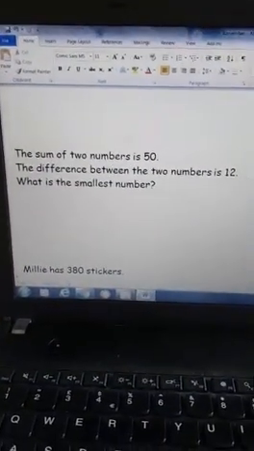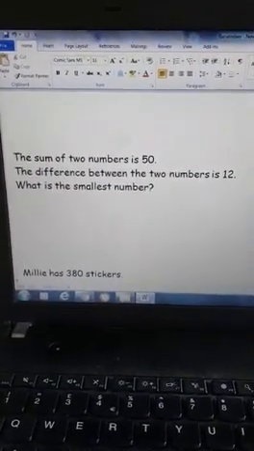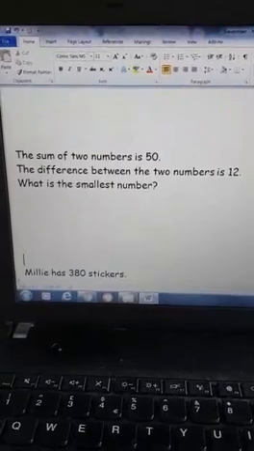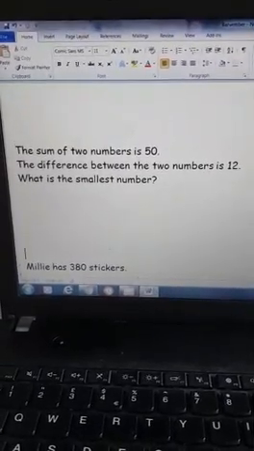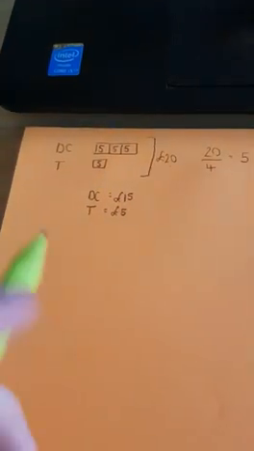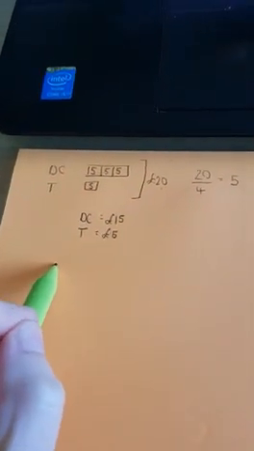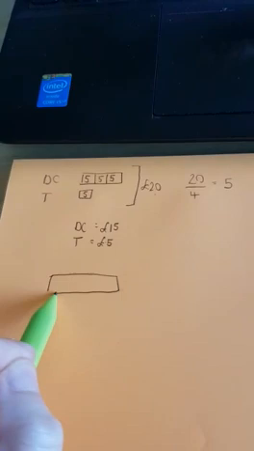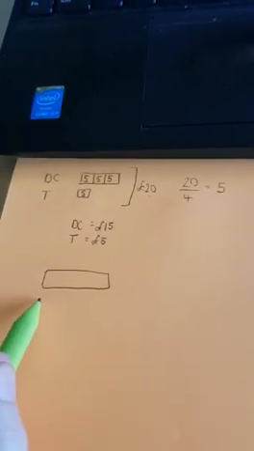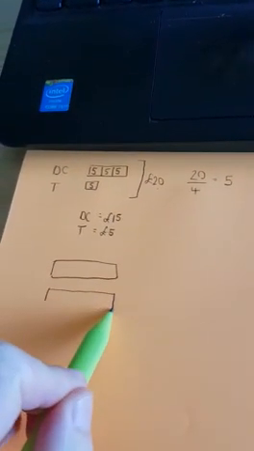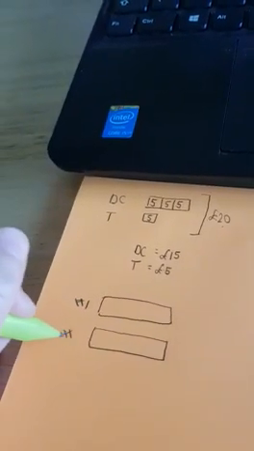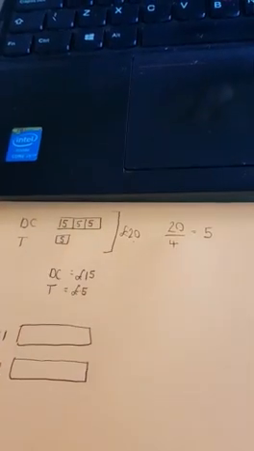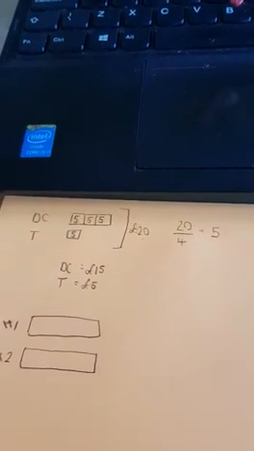So the sum of 2 numbers is 50. The difference between the 2 numbers is 12. What is the smallest number? Okay, so on this example, we would have, this is number 1. And this is number 2. Okay, and it says the difference between the numbers is 12.